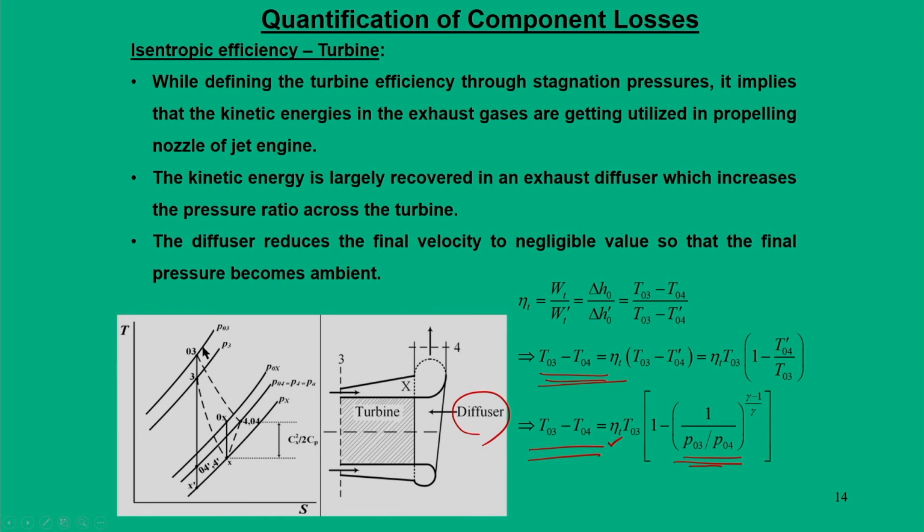However, we have to remember that while dealing with the component efficiency or isentropic efficiency of the turbine, we still look into the expansion process from T03 to T04. So, this is the actual expansion process in a turbine.